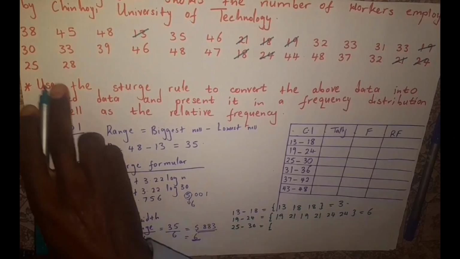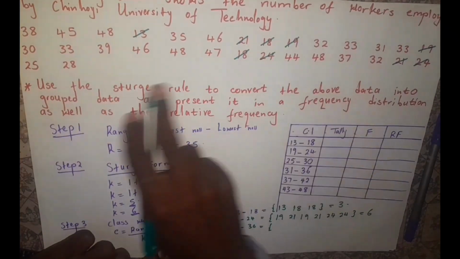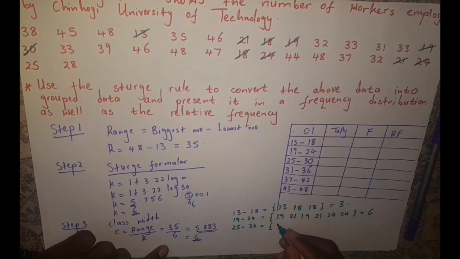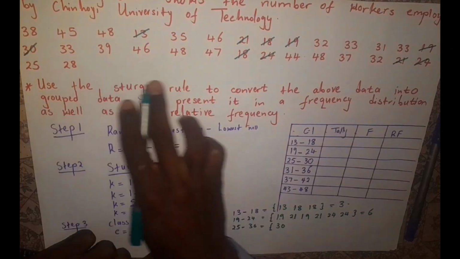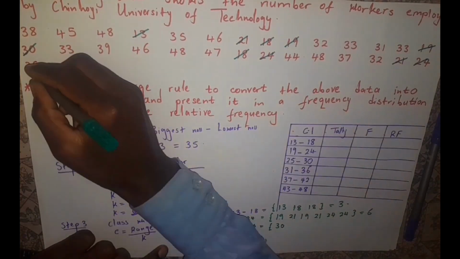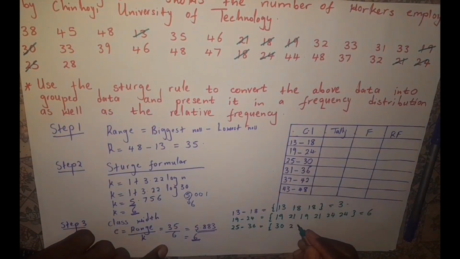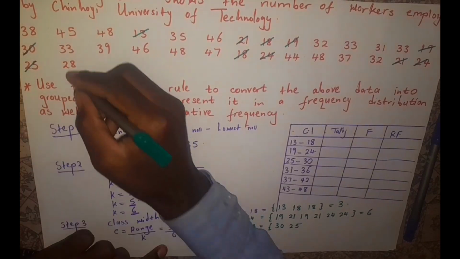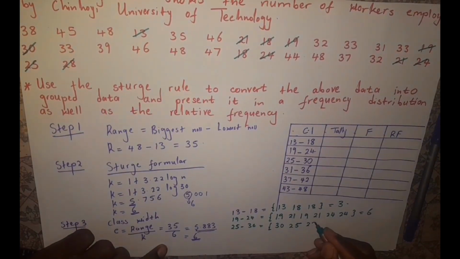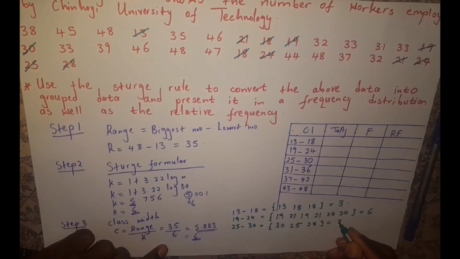Then repeat the process for 25 to 30. We're having 30. And then after that, we're having 25. And 28. So here, the frequency is 3.